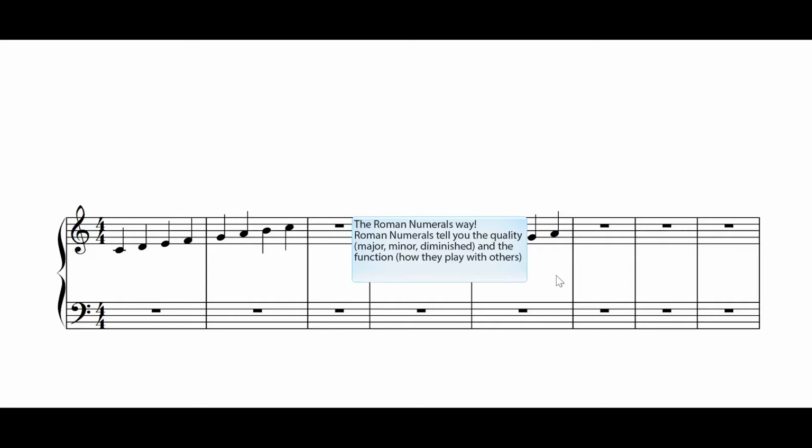What the Roman numeral system basically is, is a way of labeling chords that shows their function, so how they work with one another. It's really not that hard to do once you get to grips with it. So let's do a very, very quick overview of the Roman numeral system, and there's a link to a longer video in the description if you want to find out more.